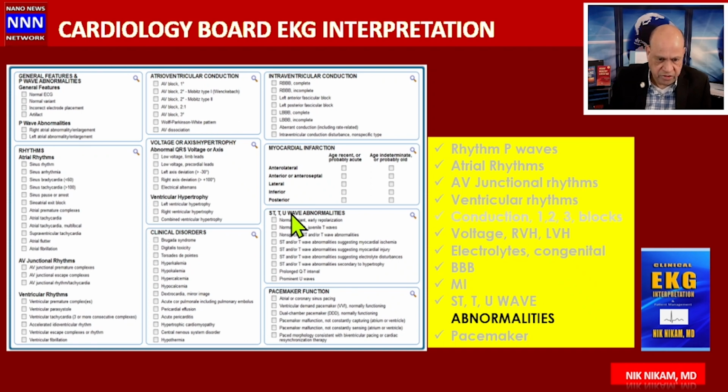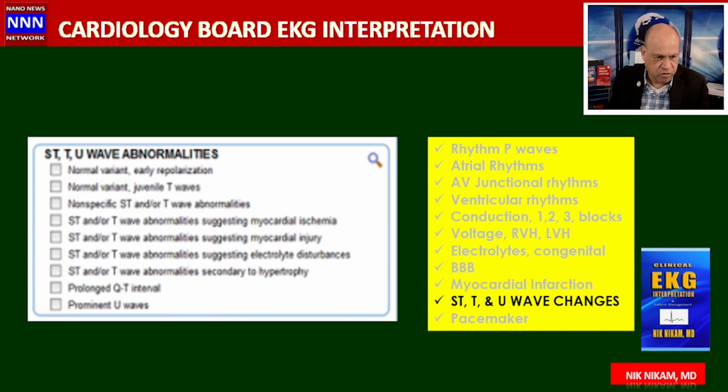The focus of this presentation is going to be ST-U wave abnormalities. In the previous presentation, I made a very extensive evaluation of myocardial infarction based upon the anatomy, based upon the leads, based upon the age. Please do watch that one. And in the next video, we're going to be talking about pacemakers. That will sort of complete all the different segments of the EKG interpretation for cardiology boards. So let us focus in this presentation on ST-U wave abnormalities.